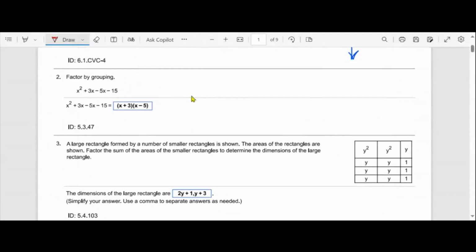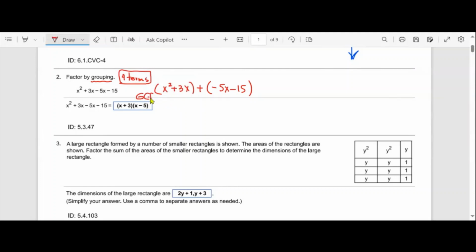Each one of you read one. Okay, Mohammed, read this. Okay. First of all, let's start with number 2. It says factor by grouping x squared plus 3x minus 5x minus 15. That means if we want to factor it, we're going to open 2 brackets. We have 4 terms: the x squared, that's a term, and 3x, that's a term, and 5x, that's a term, and 15, that's a term. So we all accept that you have 4 terms.